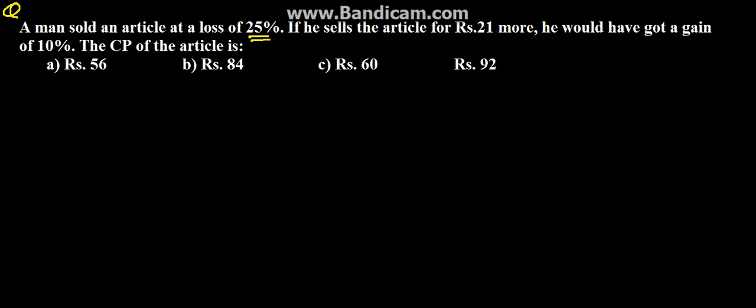The next problem in this series is: a man sold an article at a loss of 25%. If he sells the article for rupees 21 more, he would have got a gain of 10%. The CP of the article is.